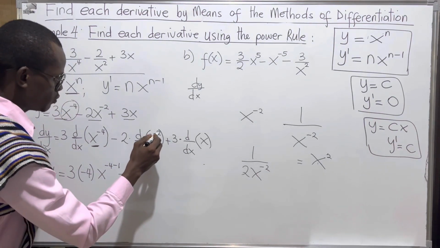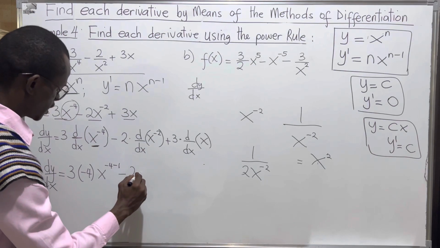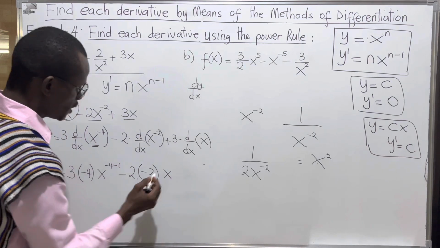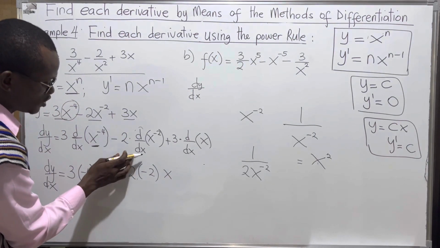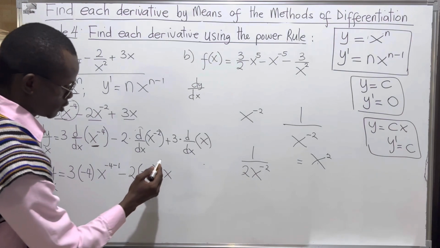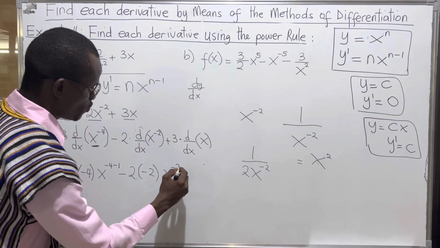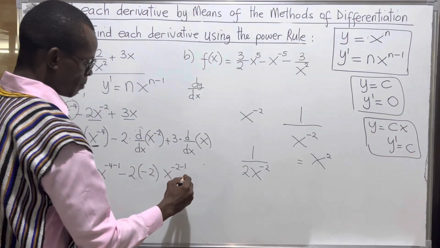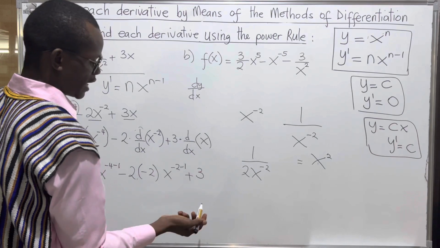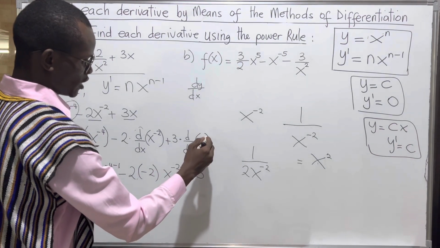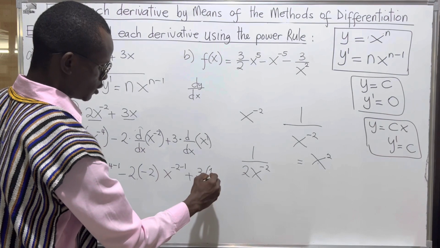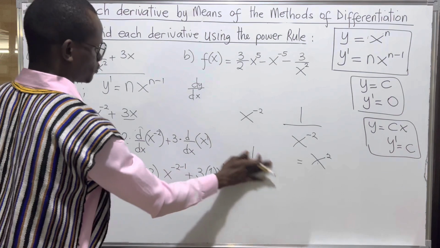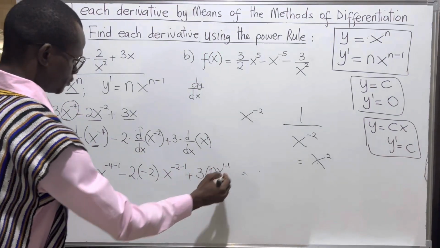Minus 2, we bring this 2 down, times minus 2. Then we rewrite x. So if you are differentiating now, you no longer include this notation. So we have minus 2 now, minus 1, because the rule says we must subtract 1 from the power. Plus 3. Now again, this is just x. So x to the first power will bring 1 down, and we subtract 1 from x to the first power. We are just left with 0.